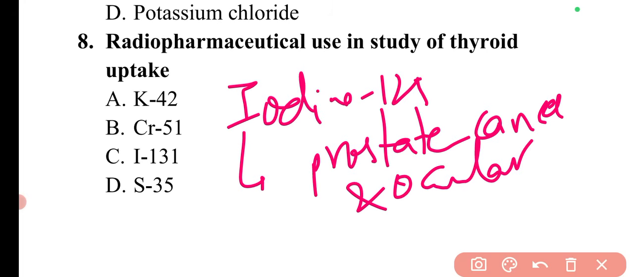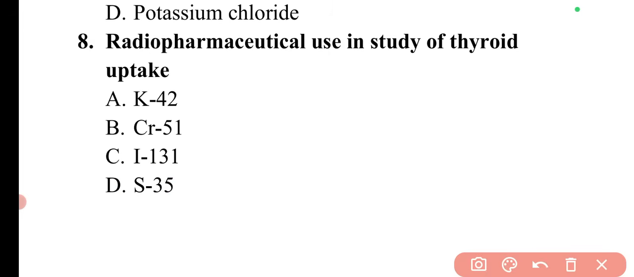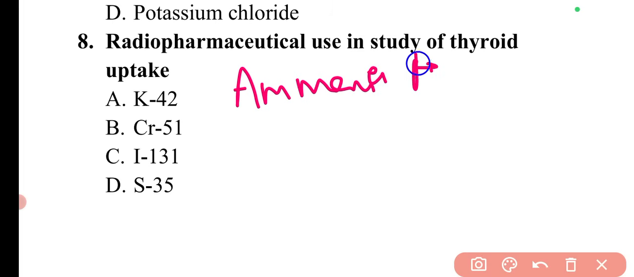And apart from this, many other radioactive substances are used in cancer treatments. For example, americium 241, gold 94, cobalt 60 are used as antineoplastic, and there are several which are used for diagnostic purposes. For example, ammonia N13, these are for diagnostic purposes.